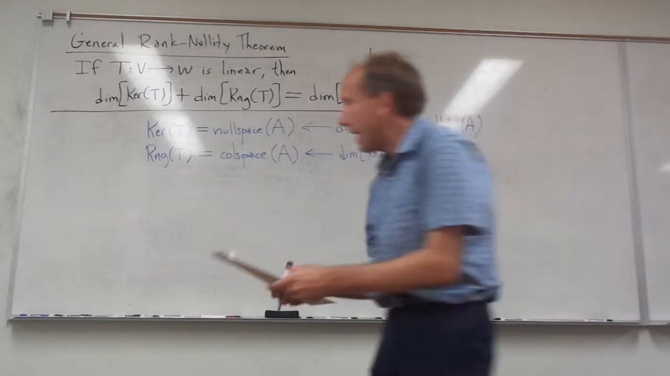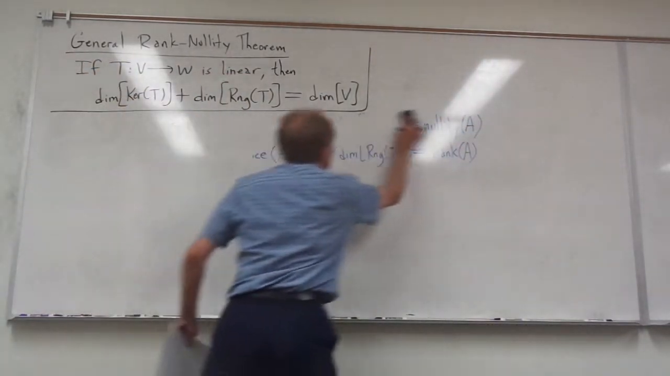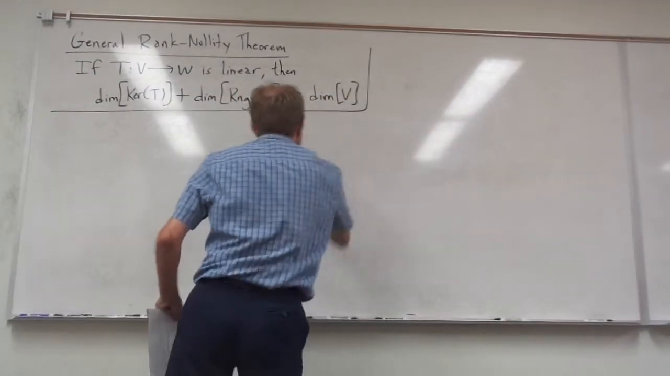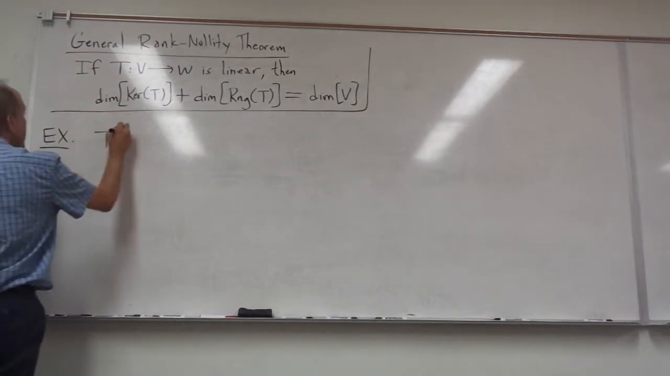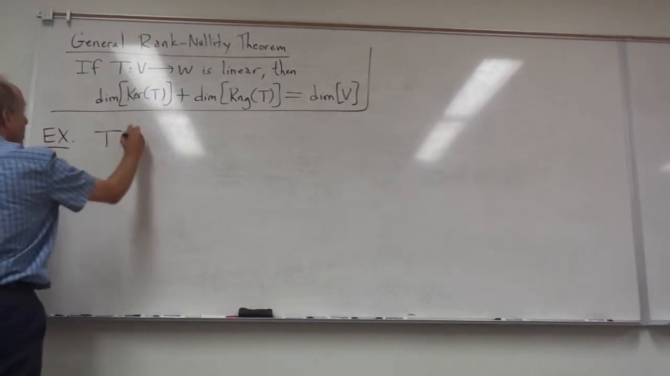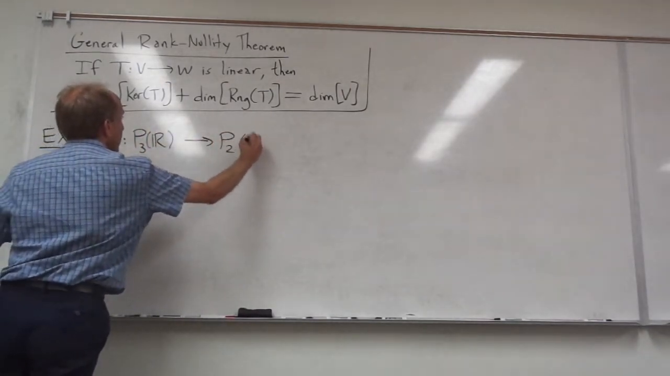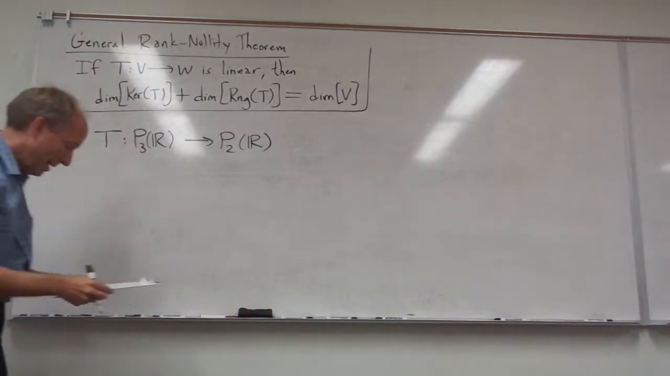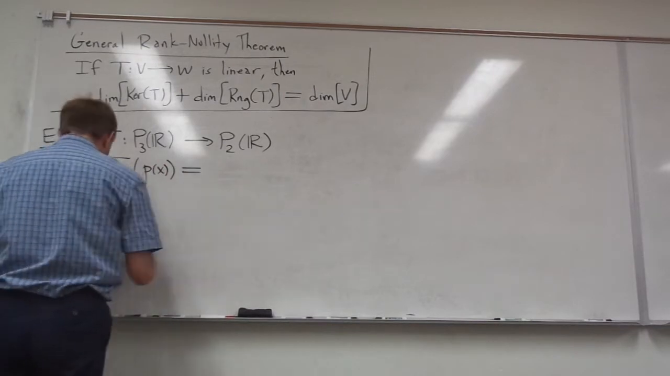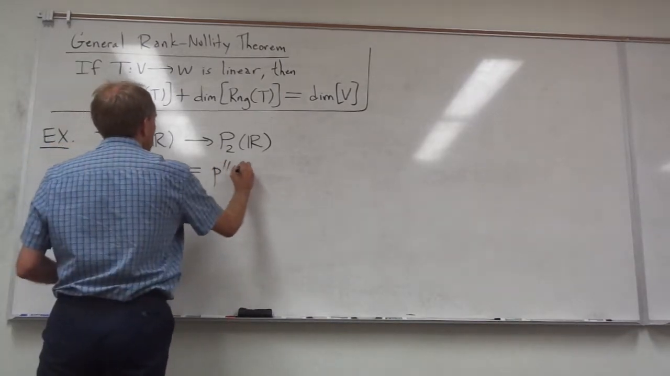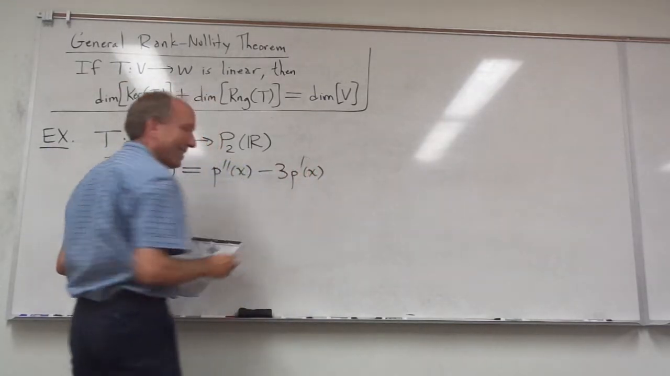Let's take a look at an example, another example where we can take advantage of that. Let me get this out of the way as well. Let me just show you another example here. Suppose that we have T going from P3 of R over to P2 of R. And the formula is going to be that we take P of X, and we're going to output P double prime of X minus 3 times P prime of X.